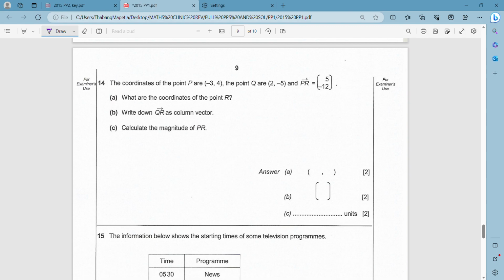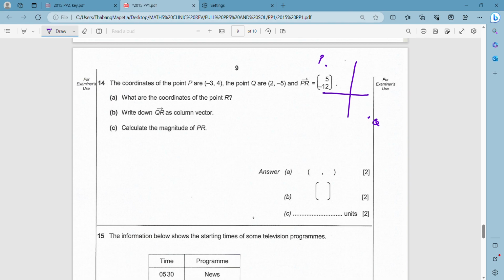Yeah, okay, imagine it this way. First, we have the Cartesian plane. So this P, you're saying is -3, 4. Negatives will go to the left, 4 you go up. So P should possibly be there. Then now Q. Q is 2, -5. So 2 you go to the right, -5 down. So this is where Q should be.